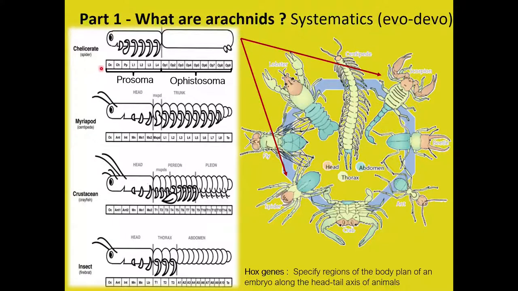So as you can see here, what we call the Hox genes, which determine regions of the body plan of an animal, are very important to understand the evolution of arthropods. So as you can see, chelicerates, well, spiders and other arachnids, are in two parts and have the tiny chelicerae, which is unlike all the other arthropods, which have, for example, antennae. And crustaceans are a mess. Too much stuff. Really, too much. So that's why I like arachnids. They have quite a simple anatomy.